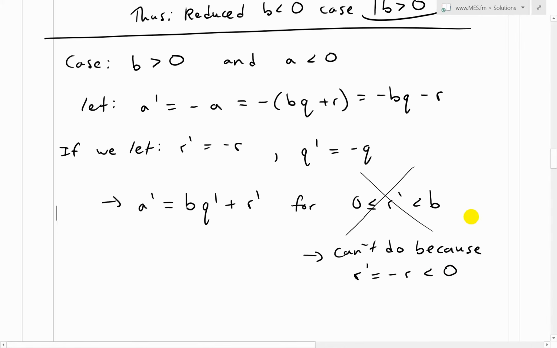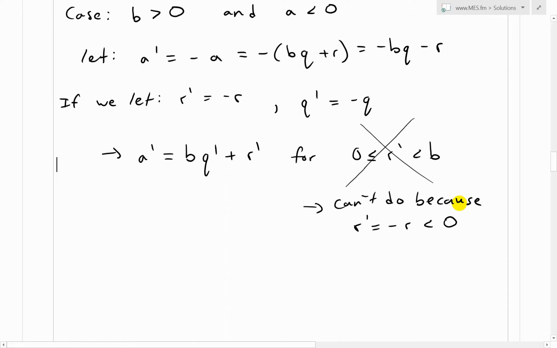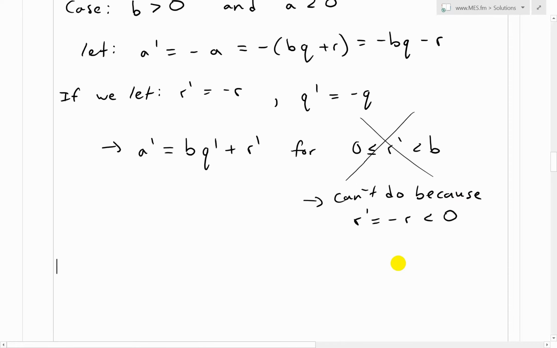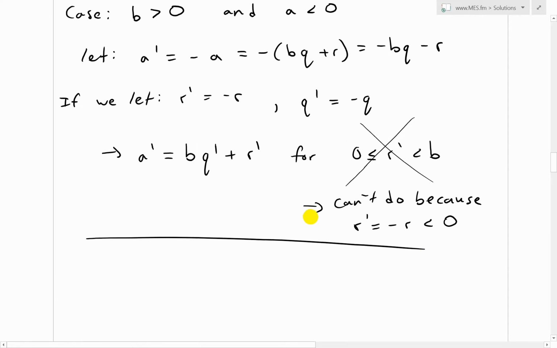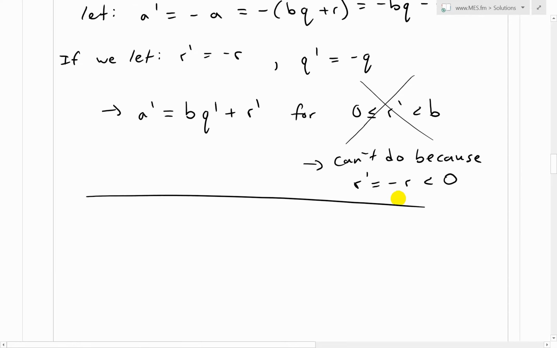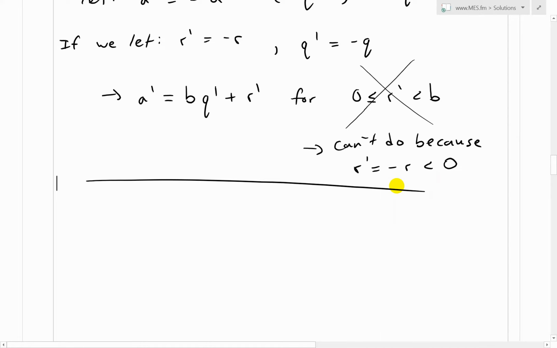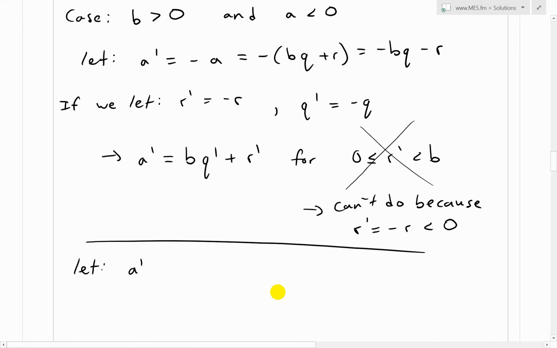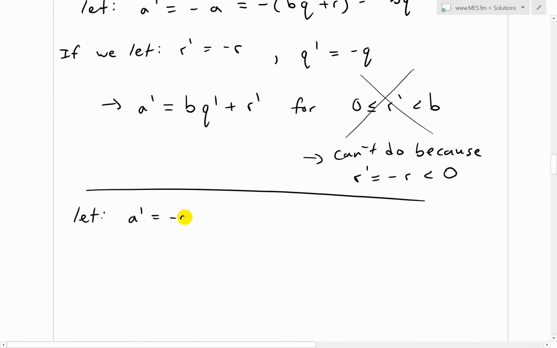And this is because we've been always working with the condition that r is always just greater than 0. So we can't do this method there, but what we can do now is let r prime and q prime be something else. So what we'll do is try, instead, I'll do it again, I'll still let a prime equal negative a, but now I'll just try this one instead.